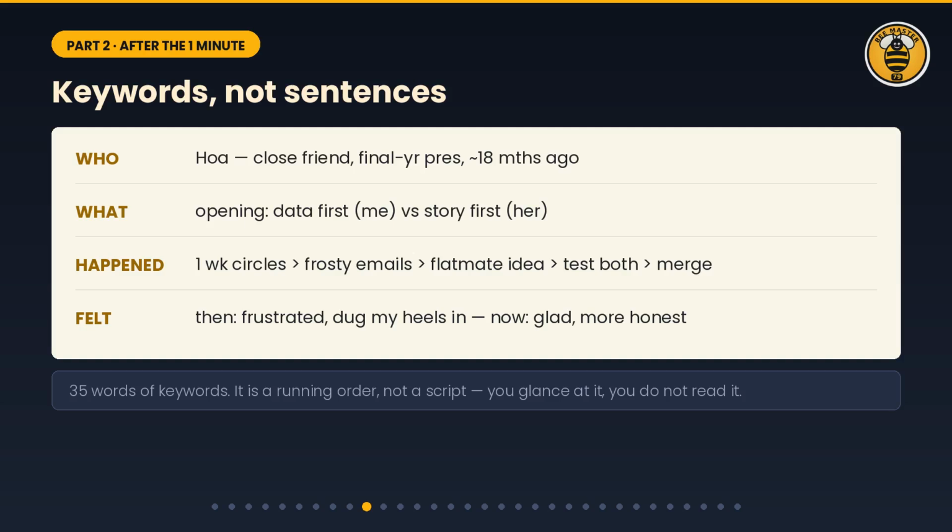So after 1 minute, the paper looks like this. 35 words of keywords in total. Nothing here is a sentence because you cannot read from a page and still sound natural. What you have is a running order.